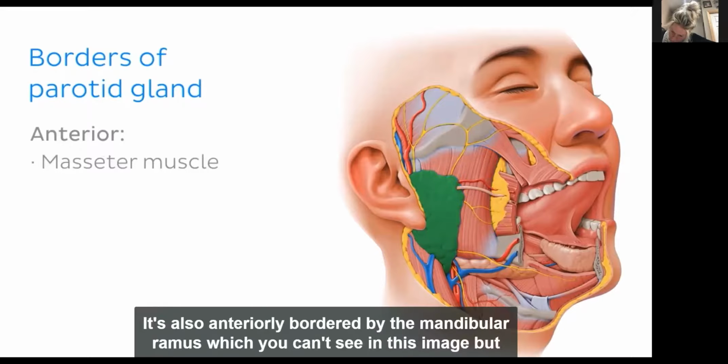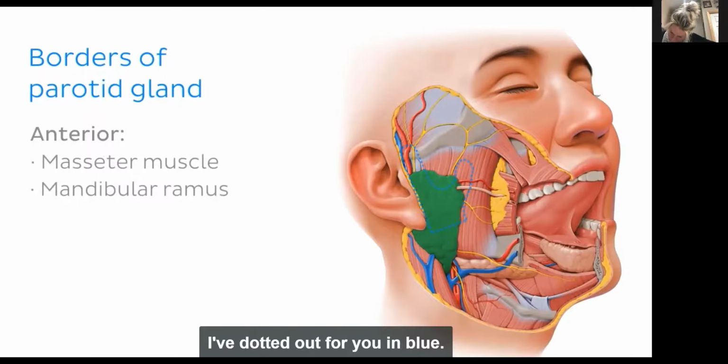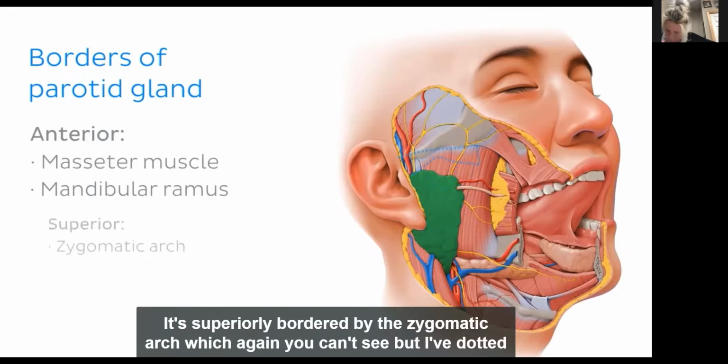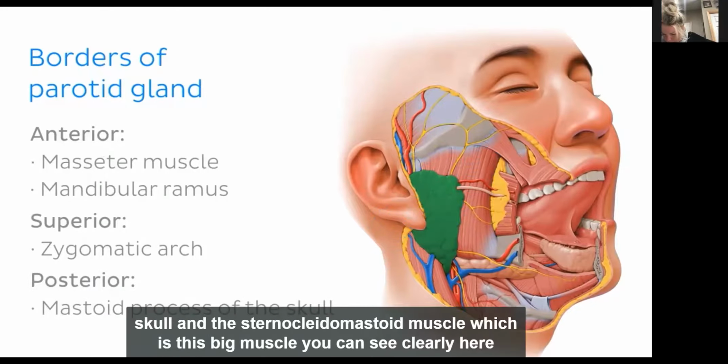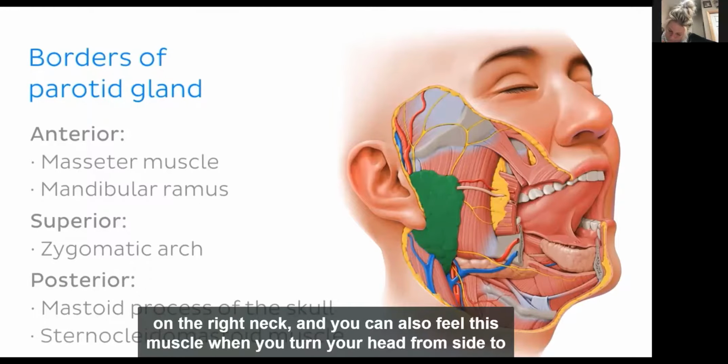It's also anteriorly bordered by the mandibular ramus, which you can't see in this image, but I've dotted out for you in blue. It's superiorly bordered by the zygomatic arch, which again you can't see, but I've dotted it out for you. While posteriorly, the parotid is bordered by the mastoid process of the skull and the sternocleidomastoid muscle, which is this big muscle you can see clearly here on the right of the neck.